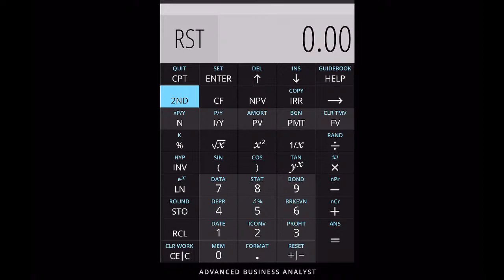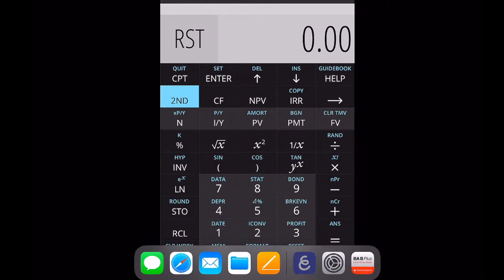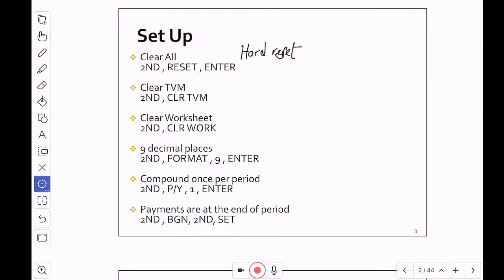Okay, and so yeah, second reset at the bottom, and then enter, and it's reset. So now I'm forced to do all the other settings. The next one is TVM, which stands for time value of money.